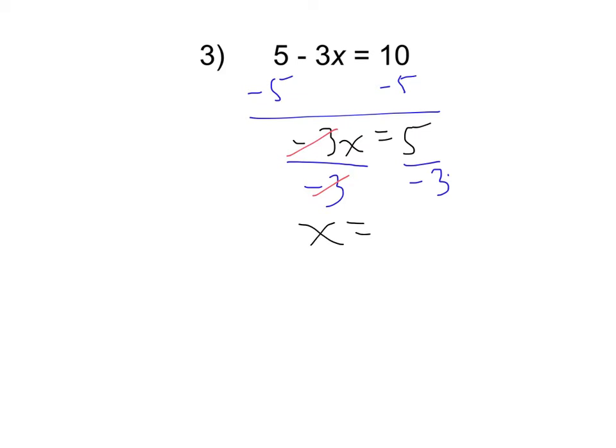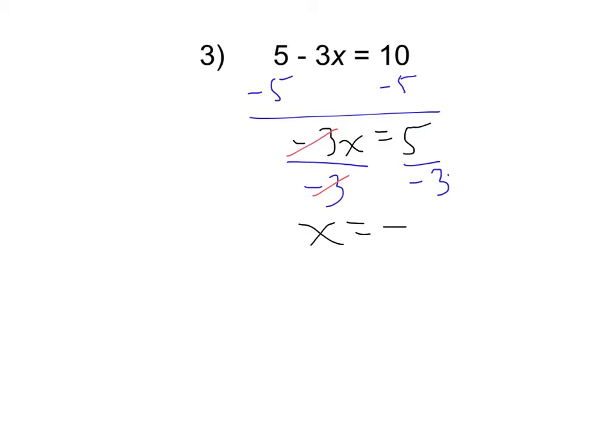Now look at the right side. It's a positive 5 divided by a negative 3. A positive divided by a negative is negative, so the answer will be negative. That's taken care of. Now 5 divided by 3. It doesn't go in evenly.